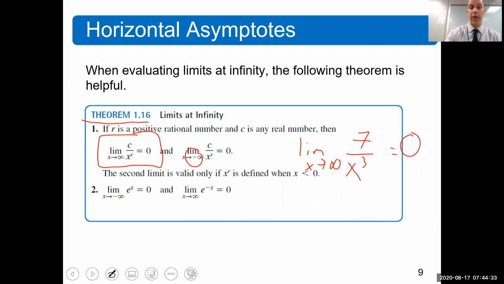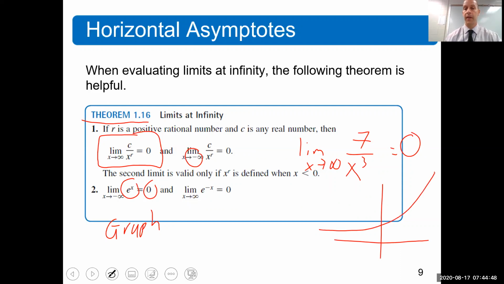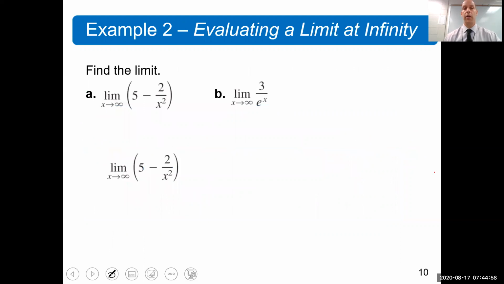Now, remember the graph of e to the x? So I'm telling you, if x goes to negative infinity, e to the x is going to go to 0. Remember, the graph of e to the x looks something like this. If you do the limit of e to the negative x as x goes to infinity, that is also 0. So here are two examples.